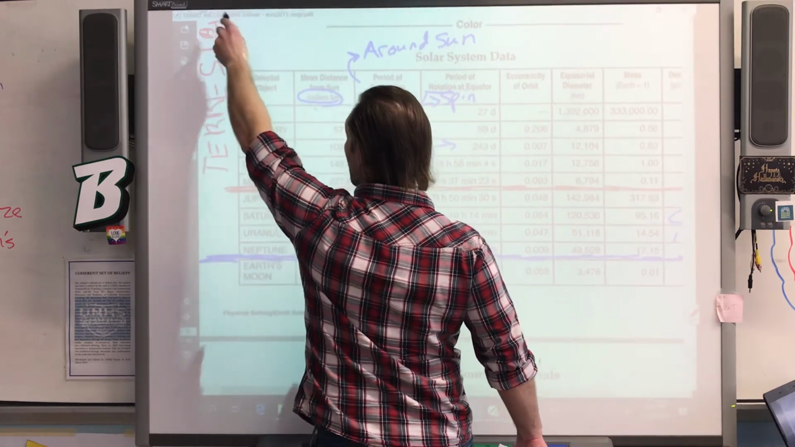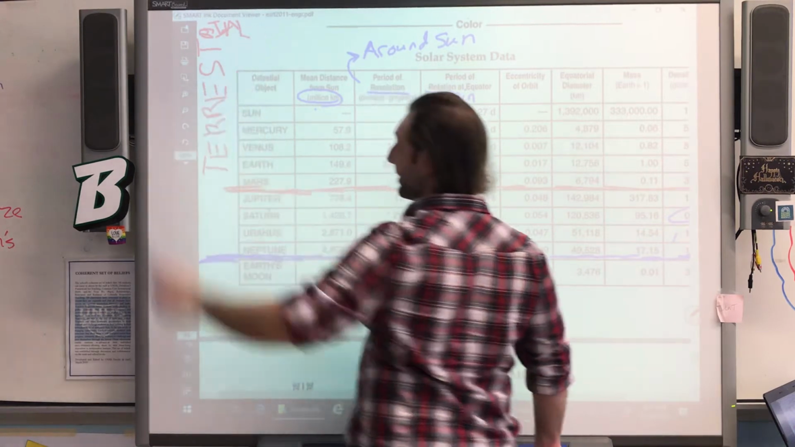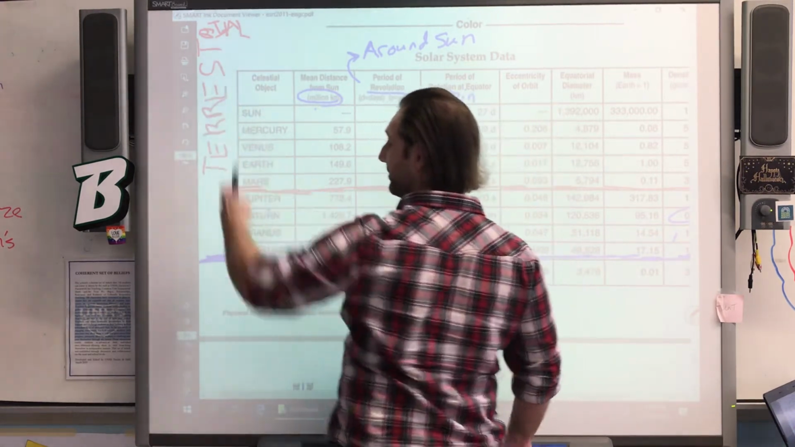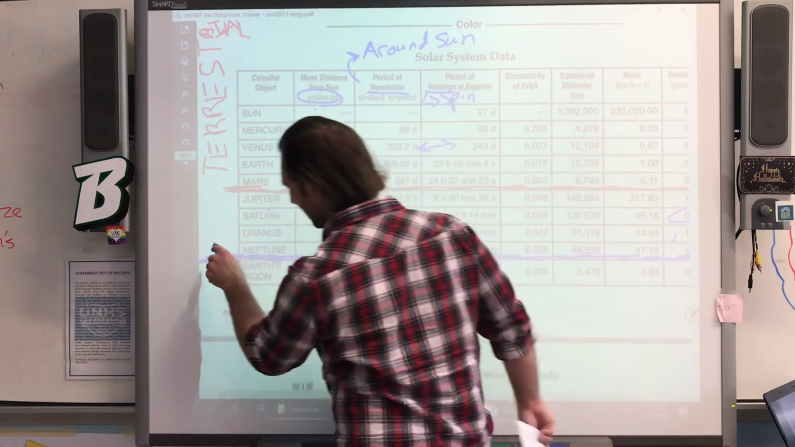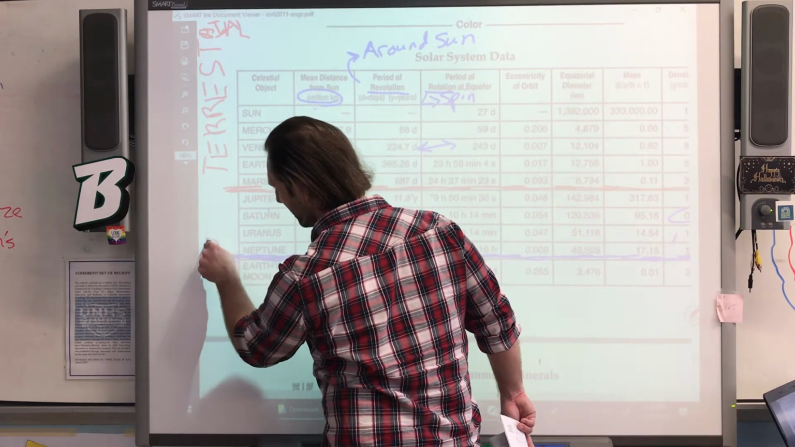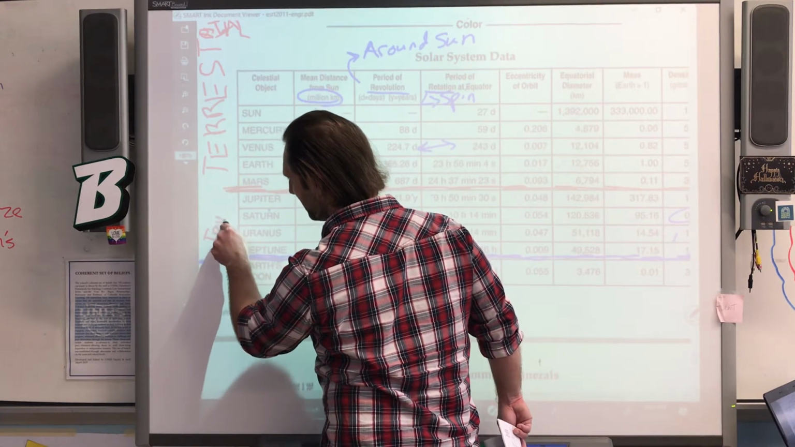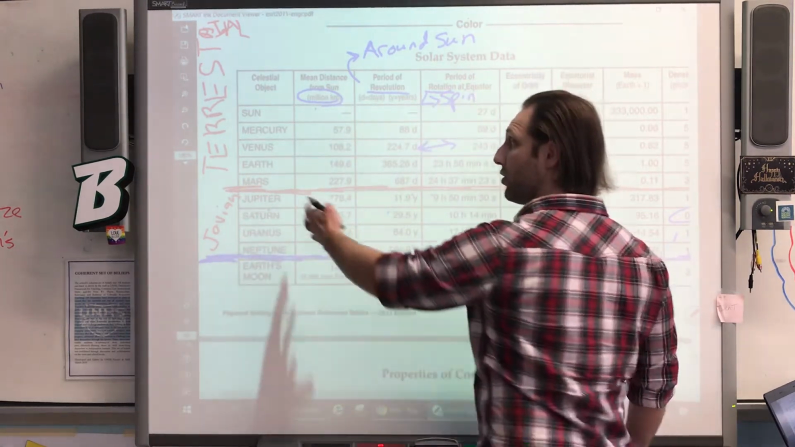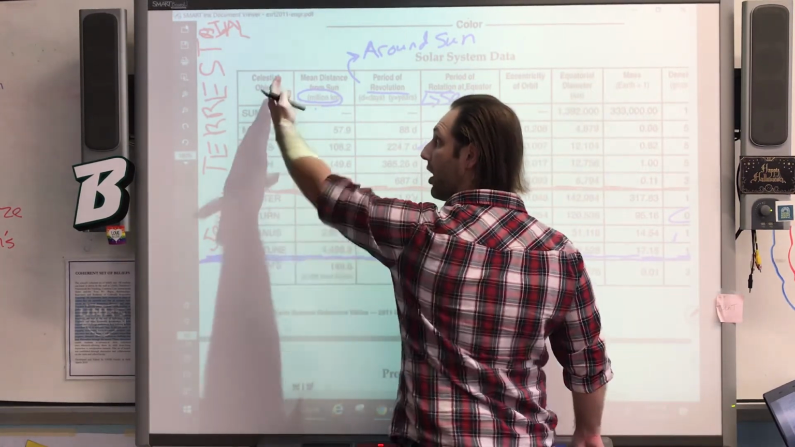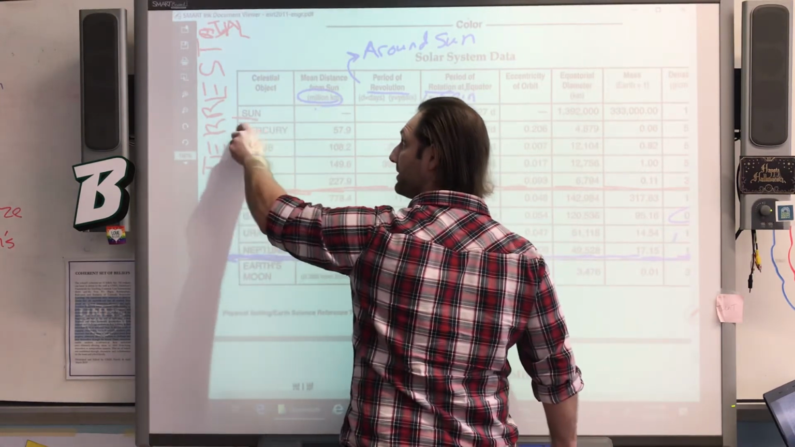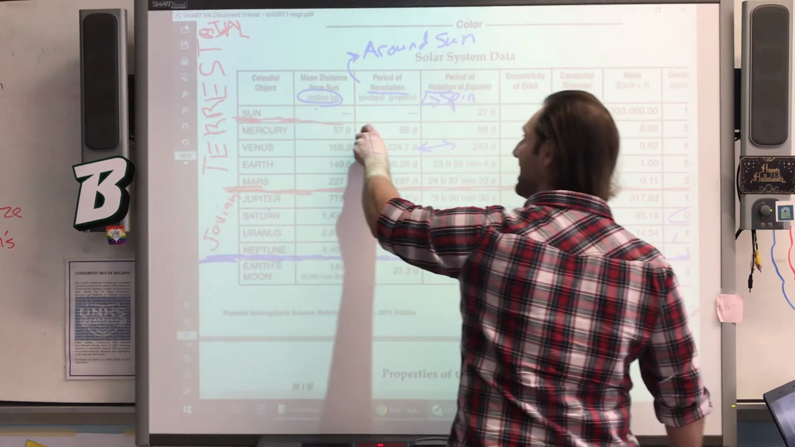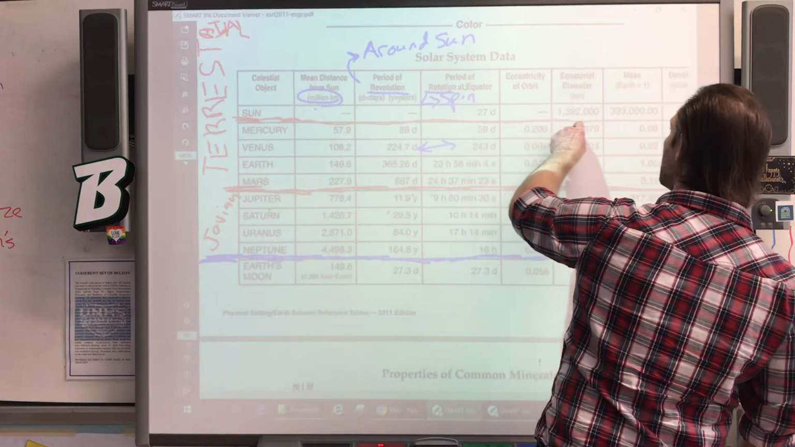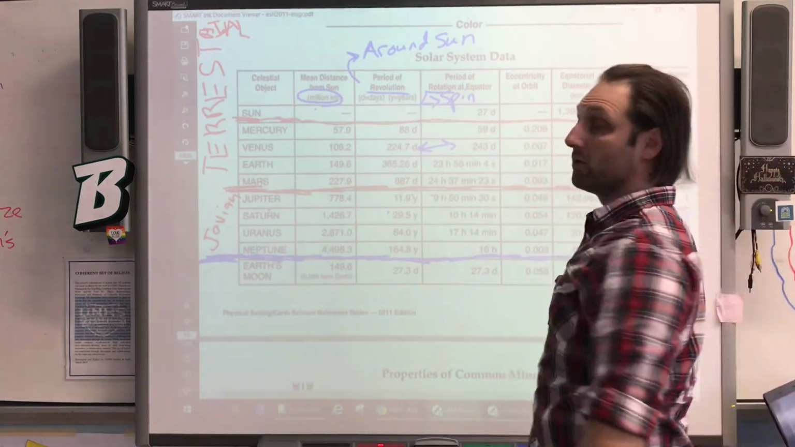Again, unapologetic. There we go. Good enough. Terrestrial. We're going to try to make this one smaller. Jovian. There, got that one in. So our Jovian planets are gas giants, our terrestrial. Let's get the sun is not a terrestrial planet, so let's get another line in there just to make sure that you don't get confused.